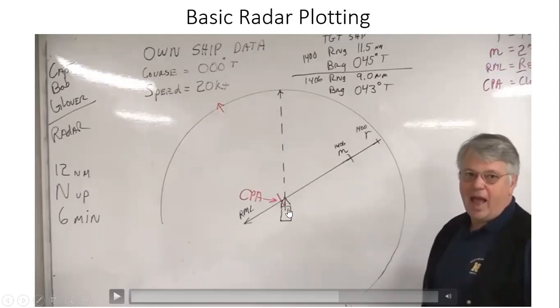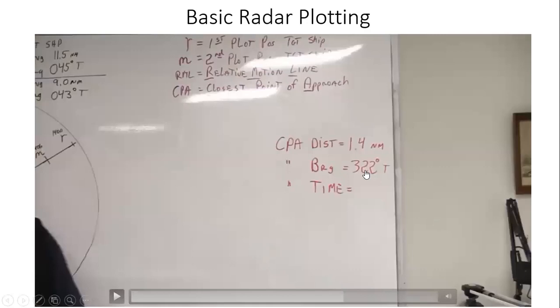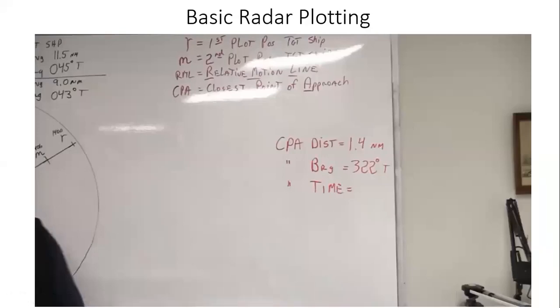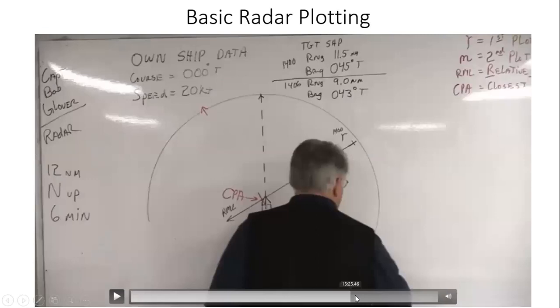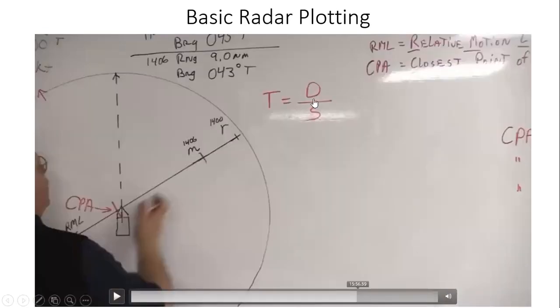Measure this from this point up to your center, and it will be your closest point of approach distance. Ayun, so 322. Now for the time of closest point of approach, you refer to the latest time, 1406. You measure the distance, because the formula of time is equals to distance over speed.